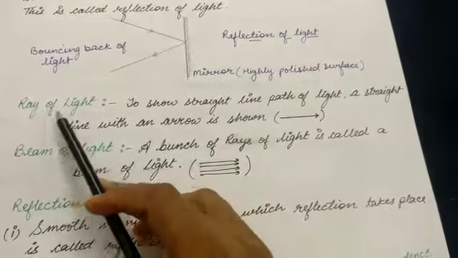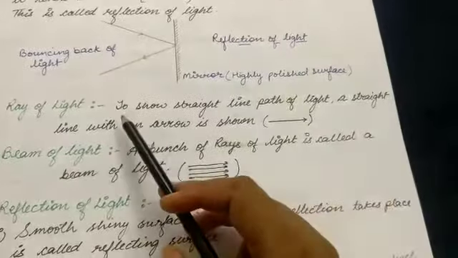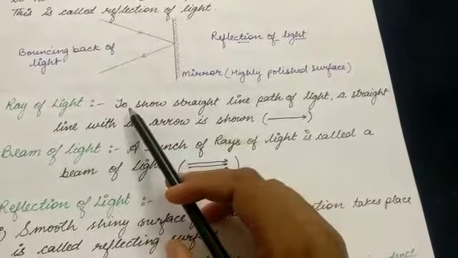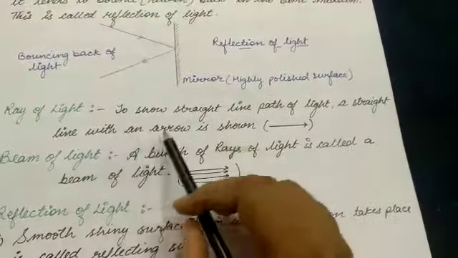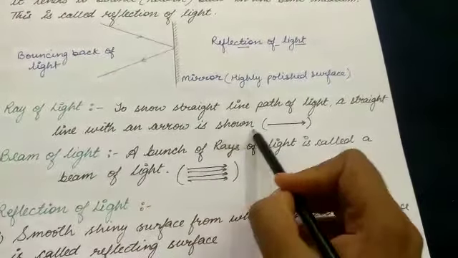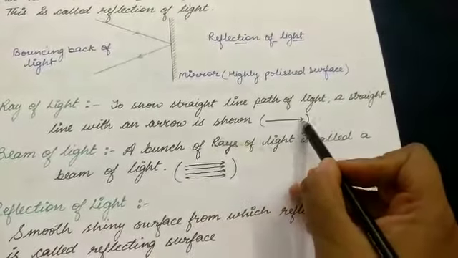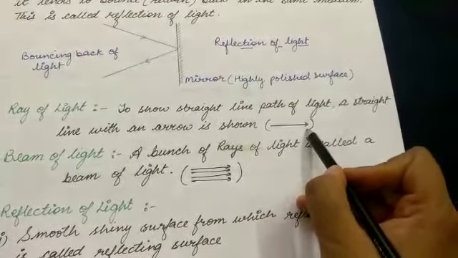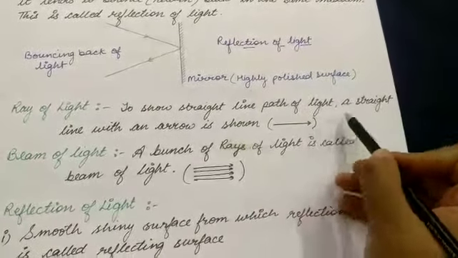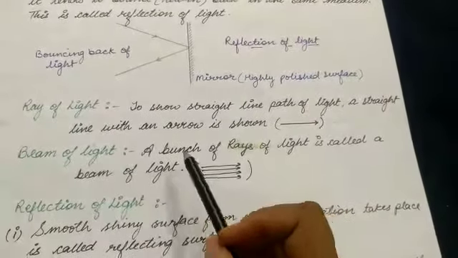Now, a few terms which we are going to use here. First one is ray of light. A ray of light is just a symbol to show the straight line path of light. A straight line with an arrow is drawn to show the ray of light. So we are going to use this term very frequently in this chapter.